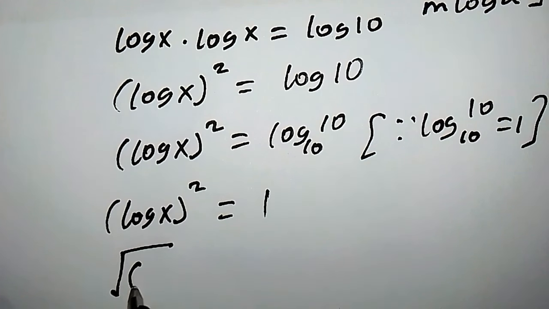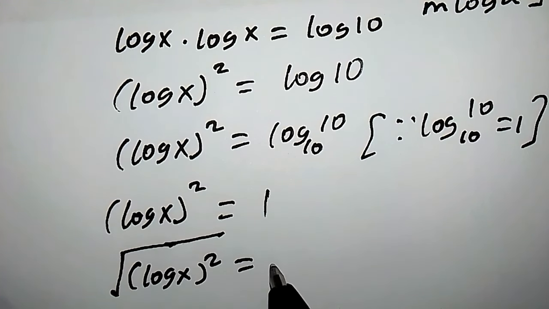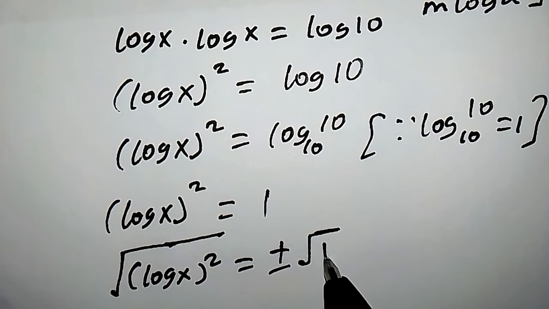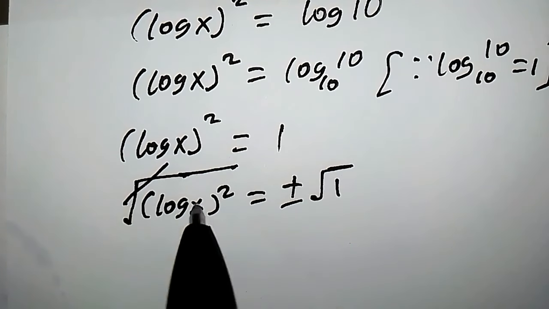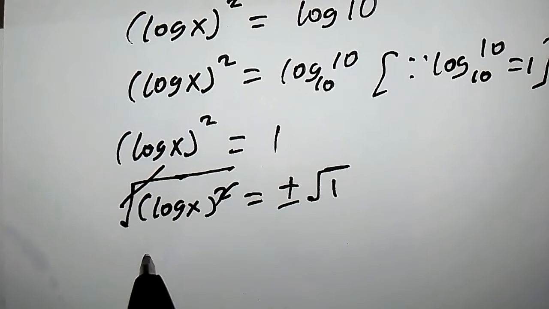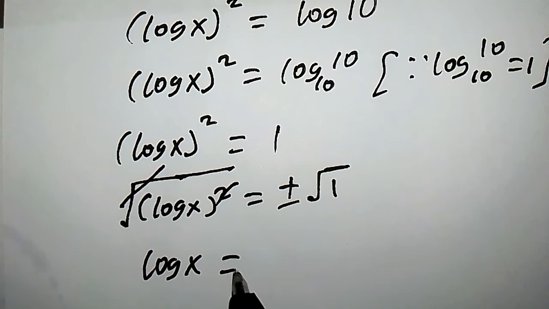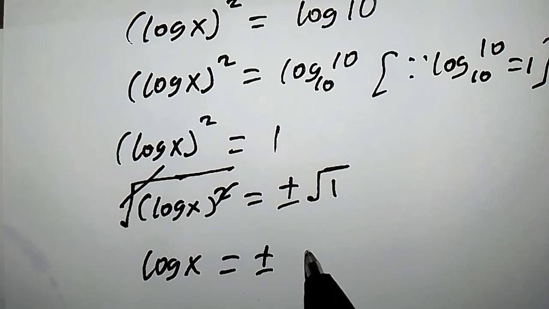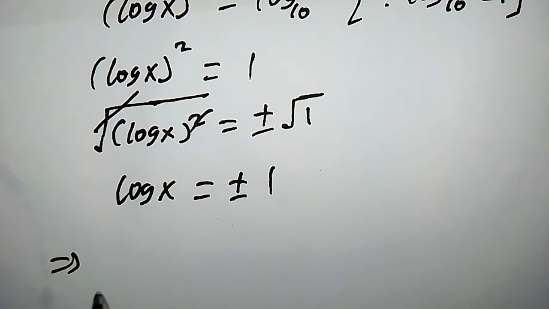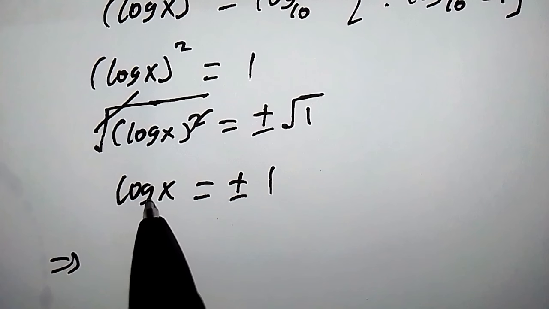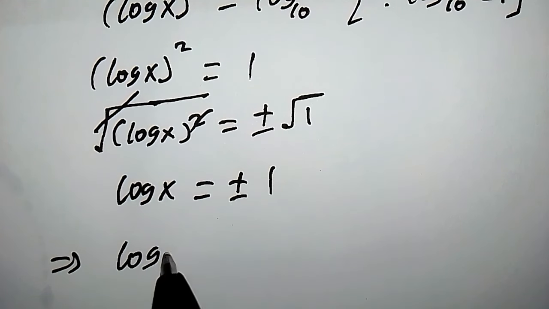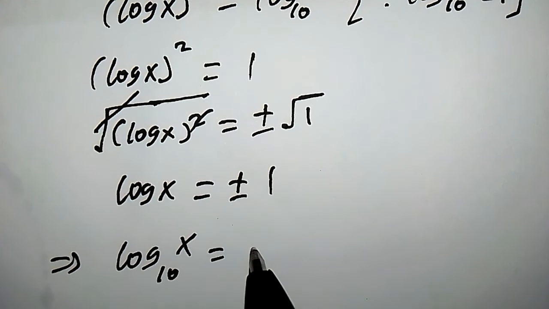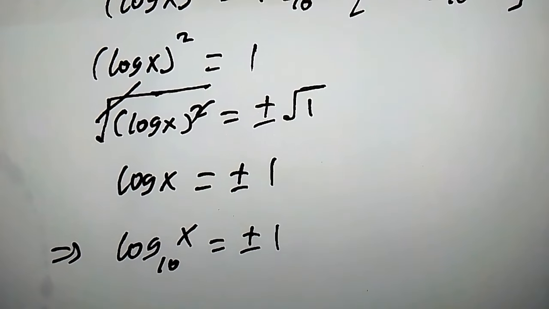So we have square root of log x all squared equal to plus or minus square root of 1. Clearly, this square root takes care of this power. We have log x equal to plus or minus square root of 1, that is 1. This means that the base of the logarithm is 10. That means we can rewrite log x as log x base 10 equal to plus or minus 1.